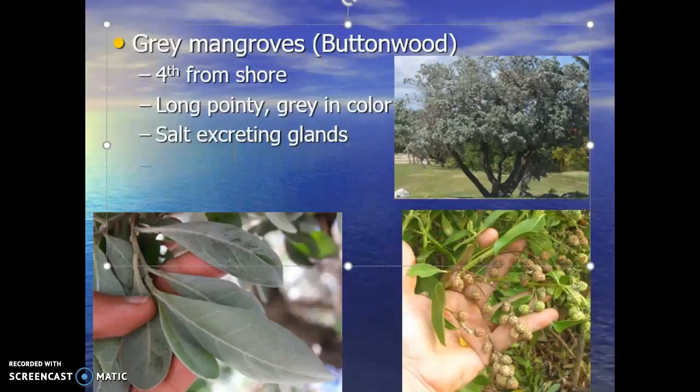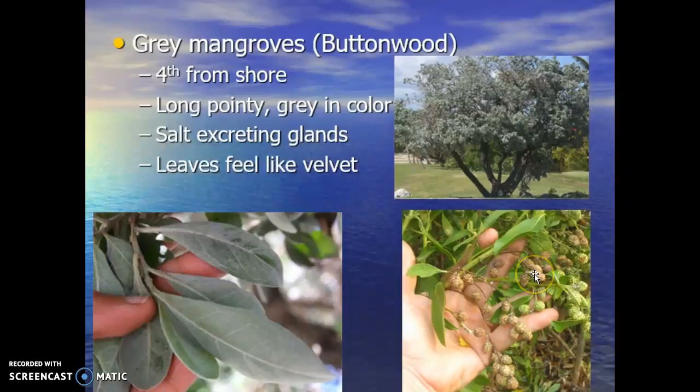And the leaves feel like velvet. So if you guys have ever touched velvet, it's really soft, a very soft texture. That's what the leaves feel like. Seeds, very different. You got these little pods here that contain a bunch of seeds. So when they get carried away by birds or other animals and then dropped, it helps the gray mangrove or buttonwoods reproduce. All right, so fourth in line from the shore going in.